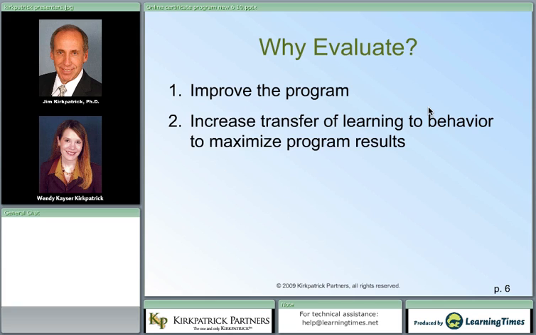The second reason, this is the one that I don't know that I saw coming through loud and clear, so you'll all want to circle this one in your book. The second reason that we want to evaluate our training programs is to help to increase the transfer of learning to behavior, so that when the learning participants get back to their jobs, they're able to apply what they learned to help to maximize the results of the program. You guys definitely all got maximizing the program results, but the way that we do that is having people apply what they learned on the job.